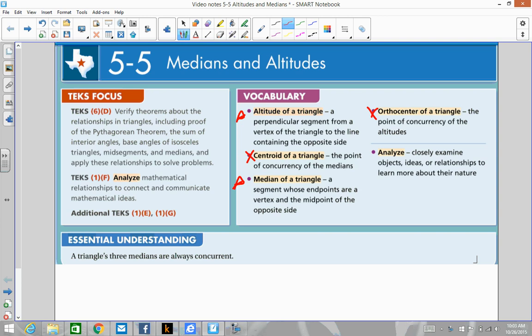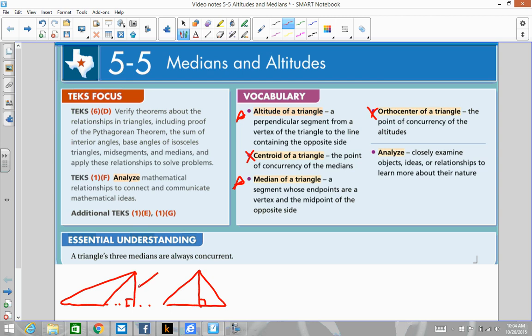Once you have those down, let me just explain to you what an altitude is. An altitude is a segment that goes from a vertex to a side opposite and forms a right angle. And they can be drawn in lots of different ways. Altitudes do not have to be inside the triangle. They have to go from a vertex and they have to create a right angle with the side opposite or a line containing the side opposite.